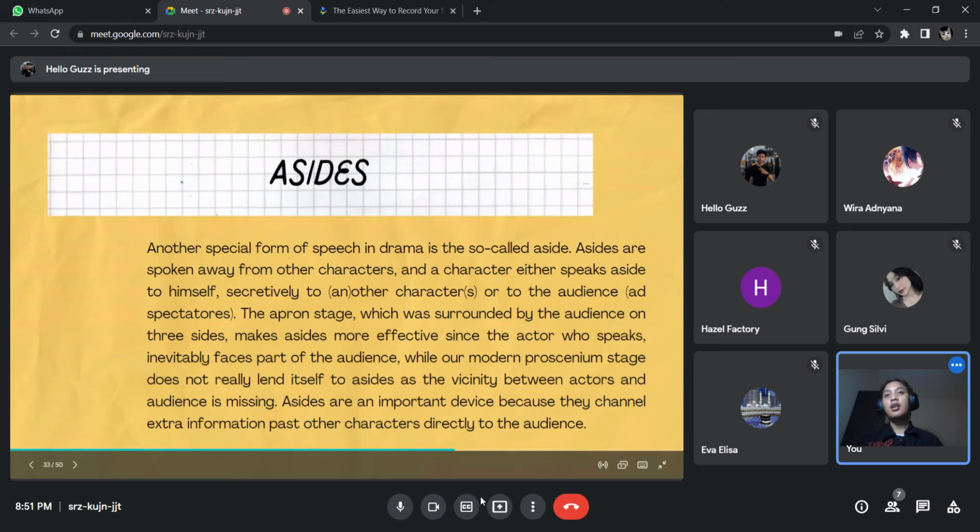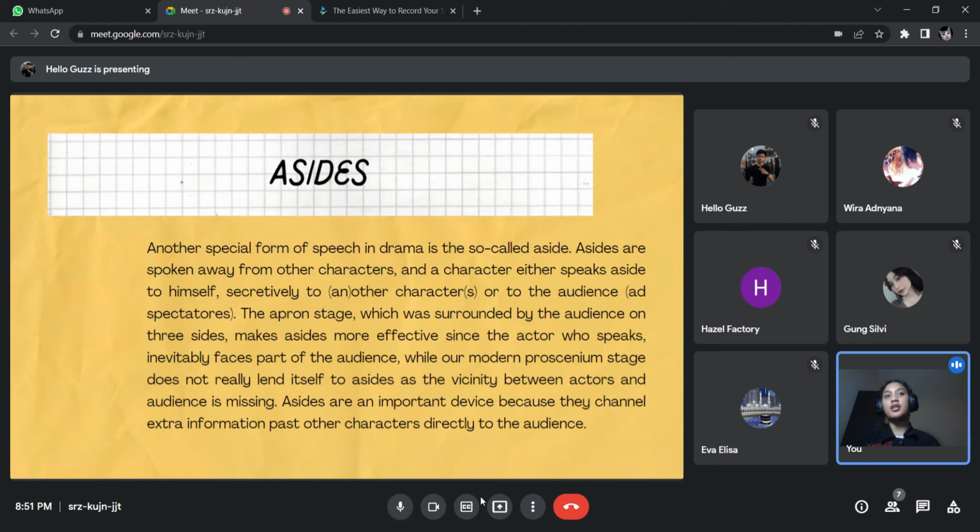Next is asides. Another special form of speech in drama is the so-called aside. Asides are spoken away from other characters, and a character either speaks aside to himself, secretively to another character, or to the audience as spectators. The apron stage, which was surrounded by the audience on three sides, makes asides more effective since the actor who speaks inevitably faces part of the audience, while our modern proscenium stage does not really lend itself to asides as the vicinity between actors and audience is missing. Asides are an important device because they channel extra information past other characters directly to the audience.